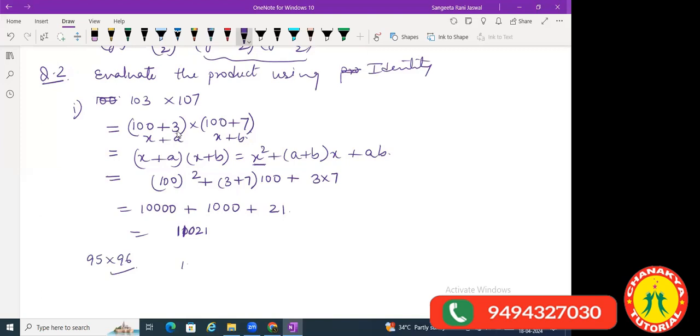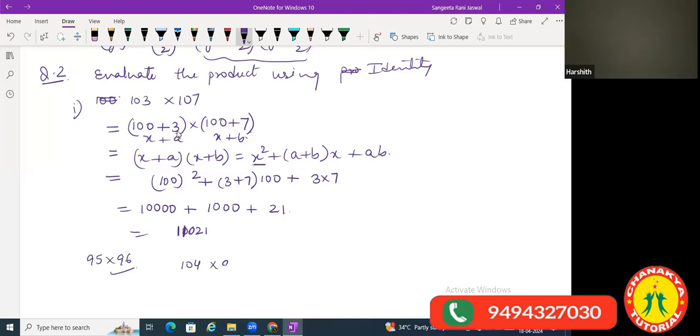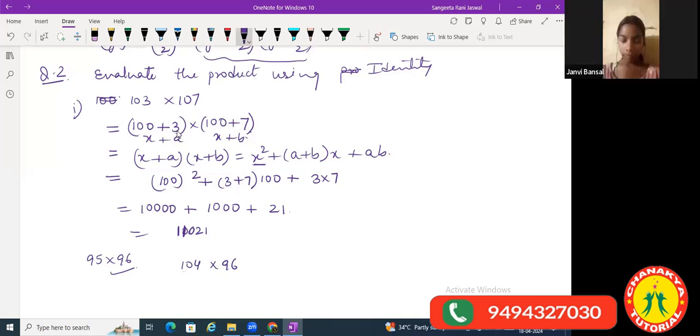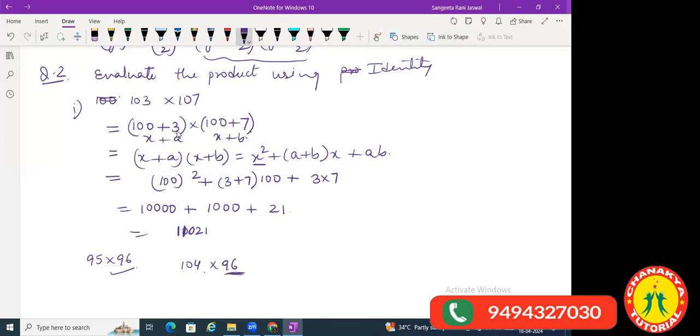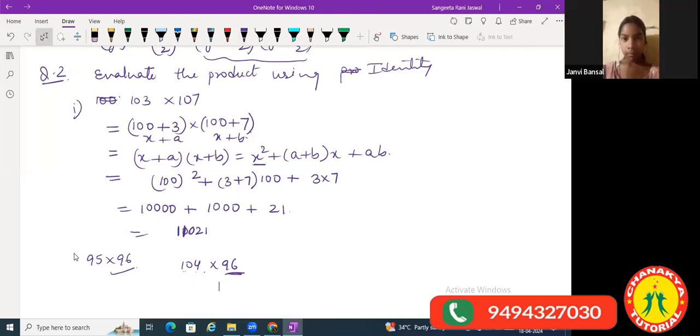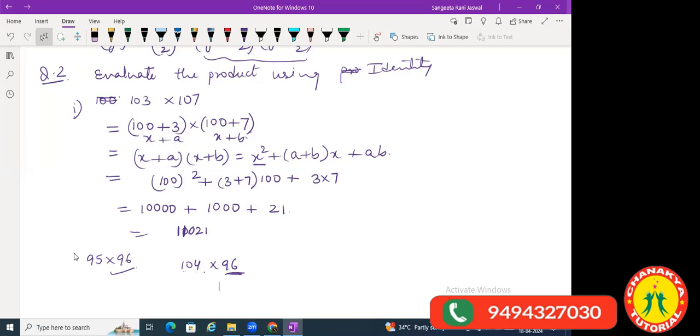So similarly, can you do 95 into 96? Can you do this? And similarly for 104 into 96 also you can do. This can be written as 100 plus 4 and this can be written as 100 minus 4. Is it? So which identity follows here? x plus a into x minus a. Ma'am, can't we take 90 plus 5 into 90 plus 6 as well? Yes, that also you can do. You can do with 100 also, 100 minus 5, 100 minus 4. You can do with 90 also.